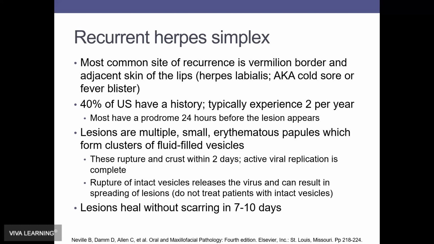So 40% of your patients will have a history of cold sores. The majority will have 2 per year. Most know when they're coming on. So they'll have a prodrome of itching or tingling or pain about a day, anywhere from 8 to 24 hours before the lesion appears. These lesions are multiple small reddish papules. And what happens is they form clusters of fluid-filled vesicles. The vesicles rupture and crust over. And when that happens, active viral replication is complete.